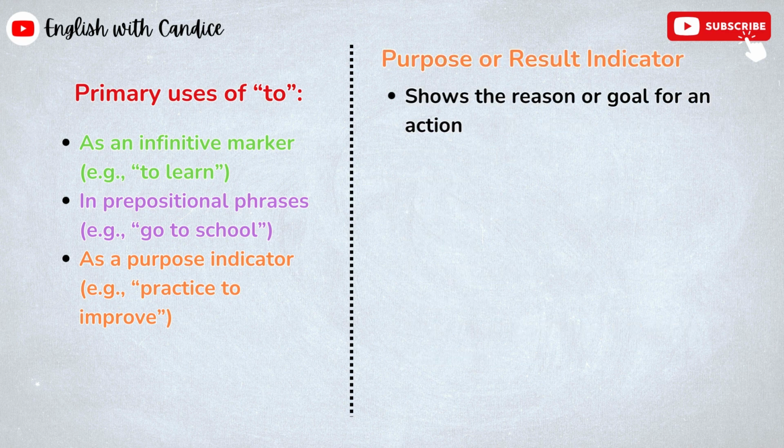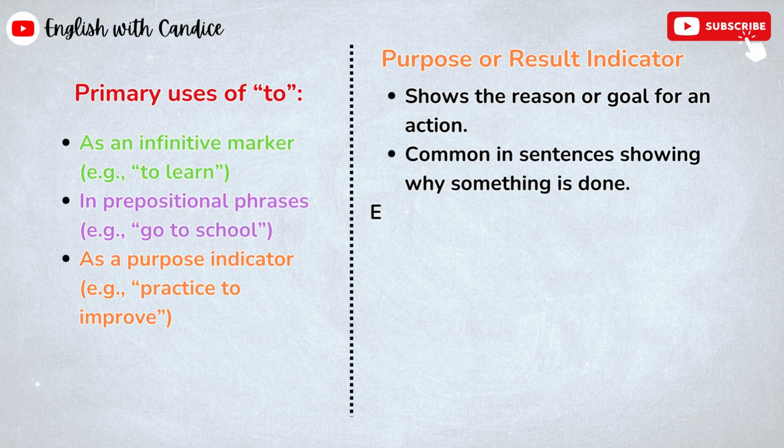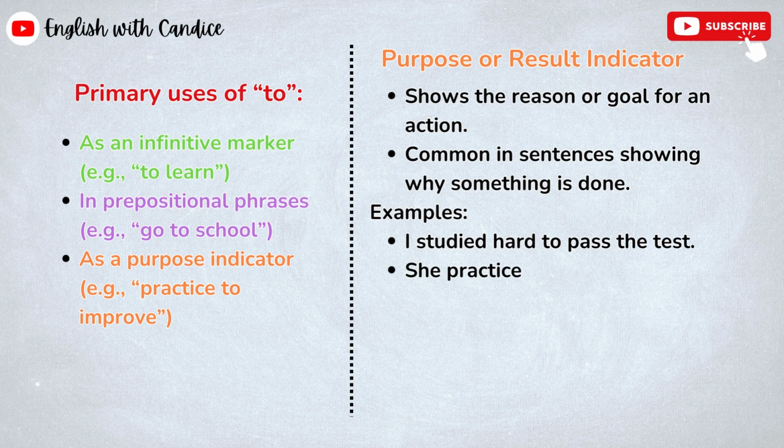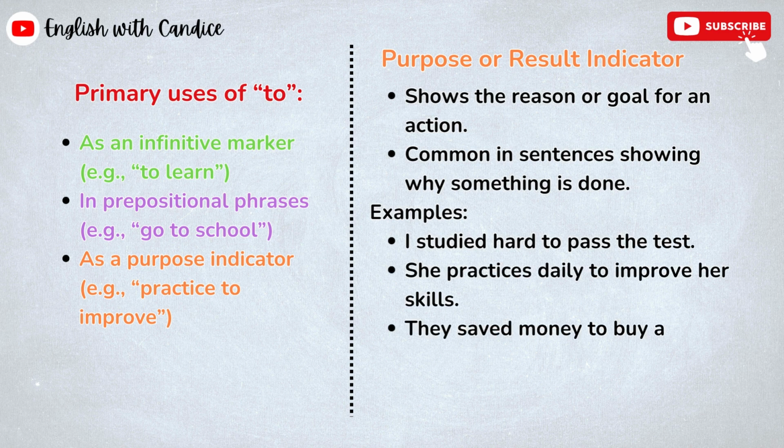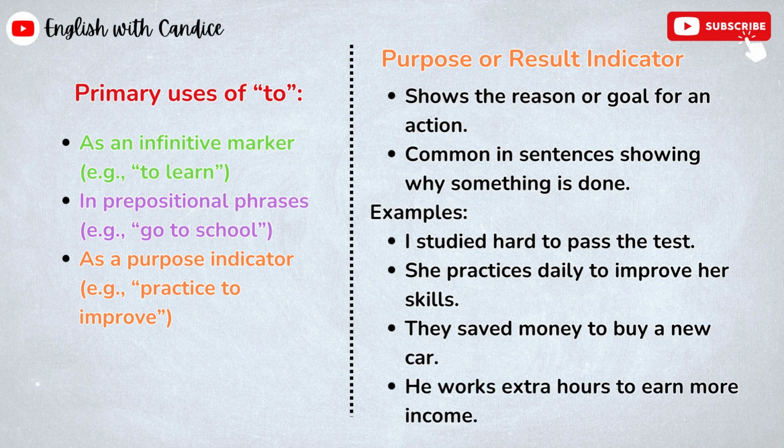"To" also indicates purpose or result. In these cases, it shows the reason behind an action. So, for example, I studied hard to pass the test, or they saved money to buy a new car. This use helps explain why we do something.